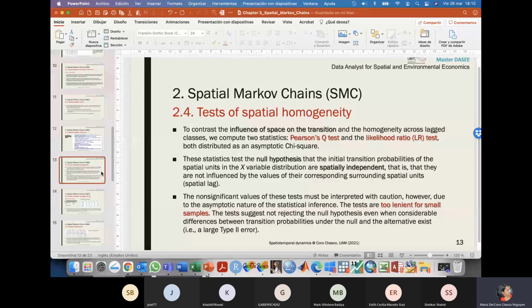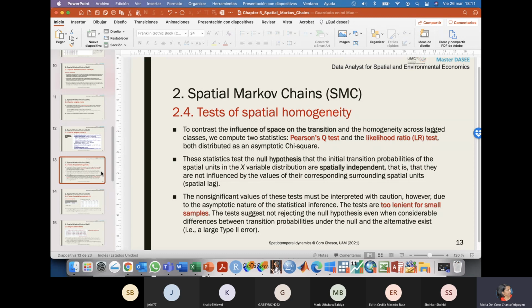This is why they give us a warning saying that non-significant values of these tests must be interpreted with caution, because these tests are too lenient, too weak for small samples, and what they say is that they stay in the null hypothesis with more probability than rejecting the null. So if you have a small sample, it is more frequent to not reject the null, and doing that is like a type 2 error.